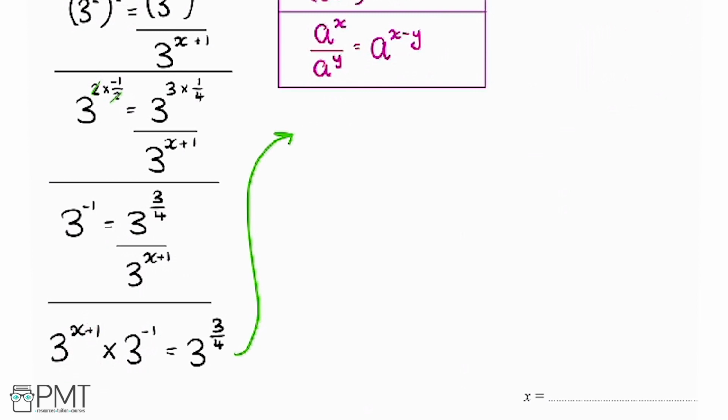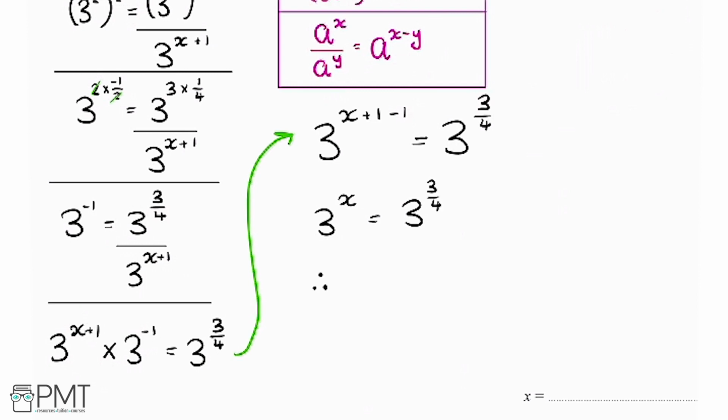So now for this one, we can use our top indice law over here. So when you're multiplying it together, you just add the powers. Let's just add the powers. We're going to get 3 to the power of x plus 1 minus 1, which equals 3 to the power of 3 over 4. Well, this is really nice because the 1 and minus 1 just go to 0. So we're just going to have 3 to the power of x equals 3 to the power of 3 quarters. Therefore, because we've got the same bases here, we can say x is going to equal 3 quarters, which is our final answer.